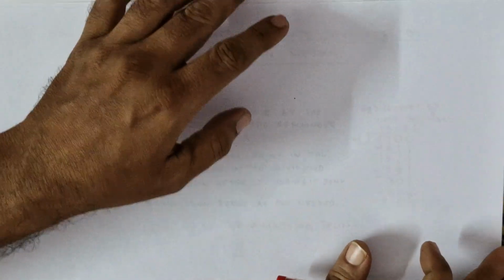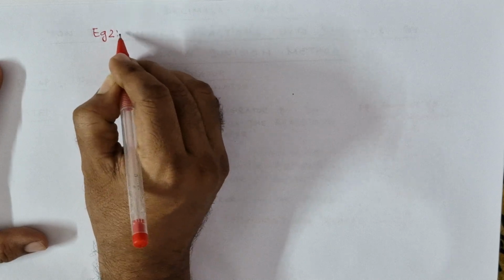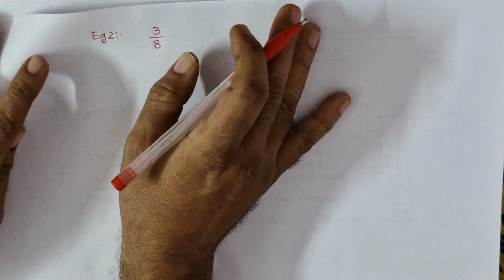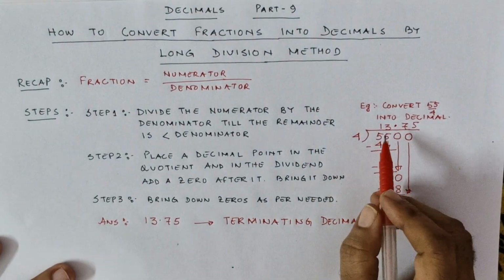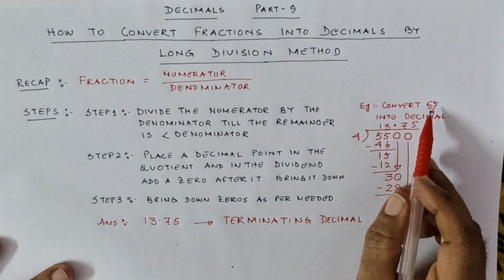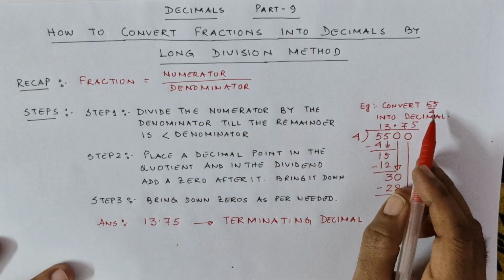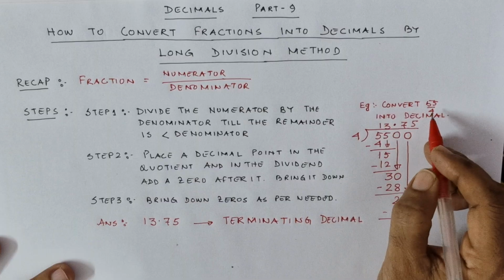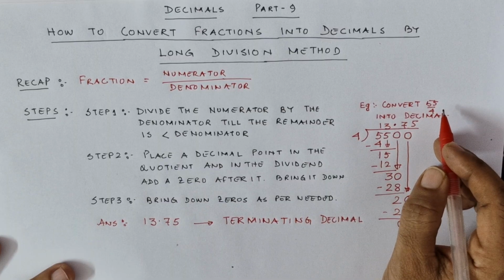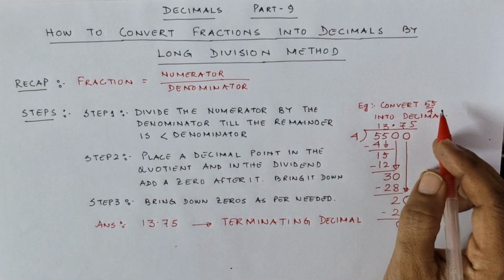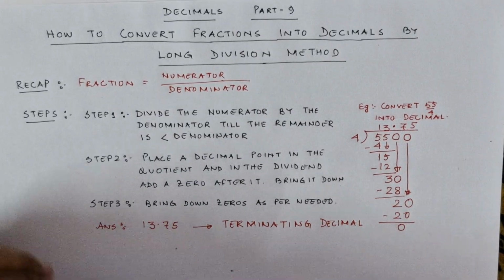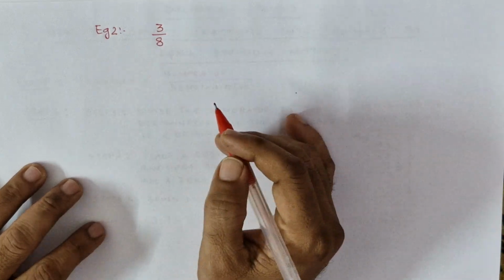Now this is example 2. We'll take 3 by 8. Now see, in the first example, 55 by 4 was an improper fraction because you could convert it into a mixed fraction. So we took an improper fraction as the first example. Now we'll take a proper fraction as an example. 3 by 8 is a proper fraction.